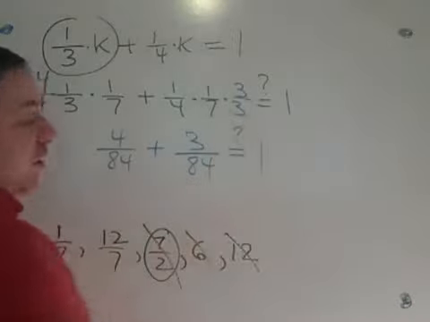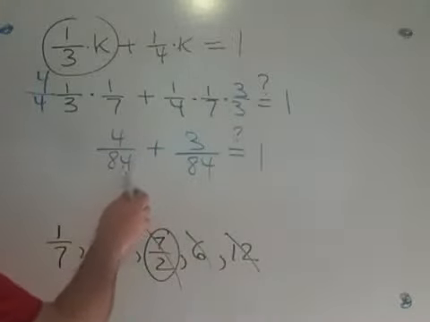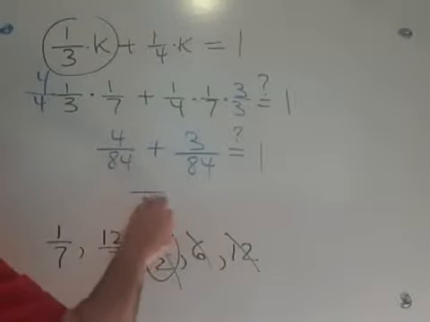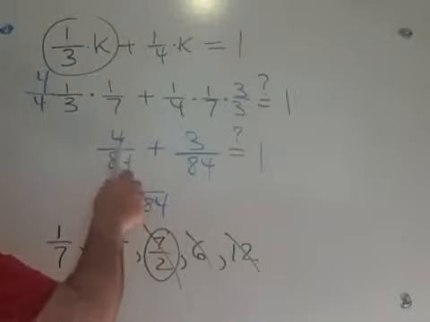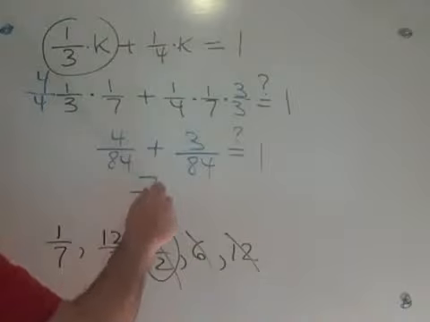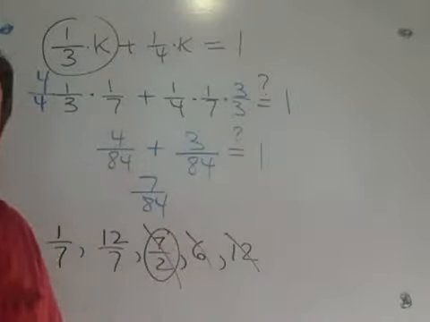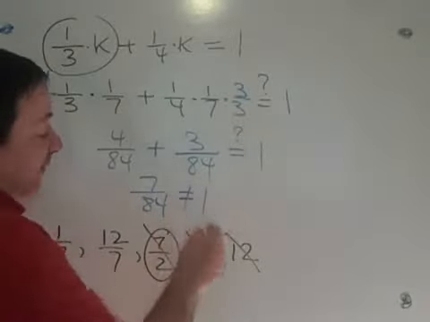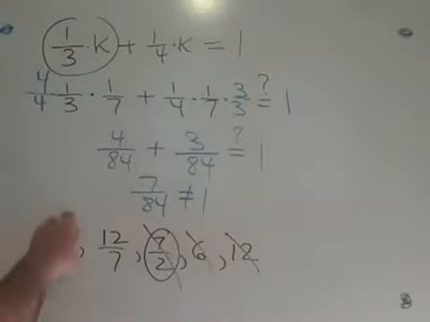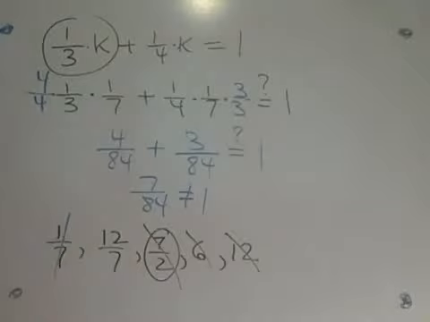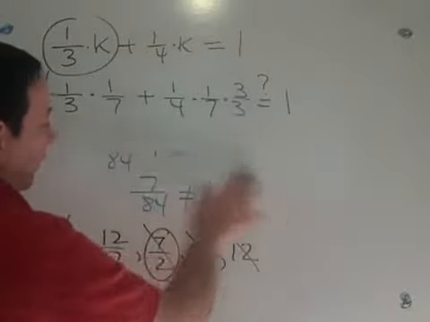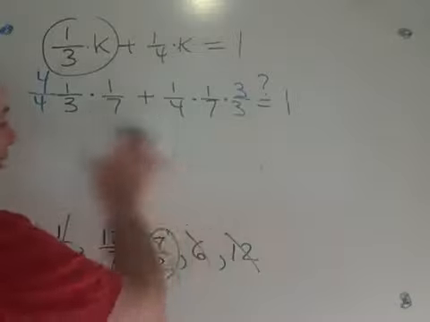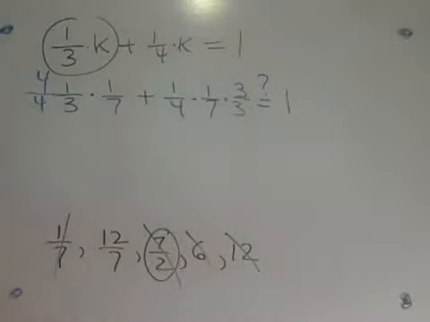Does this equal 1? No. In addition, the denominators are the same. Keep it the same. Add the numerators. 4 plus 3 is 7. 84/84 is 1. 7/84, that's not 1. Okay, so it's not 1/7. And we could say at this point, we're done. The answer is 12/7. But I understand this is an important exam that you're taking and you want to be sure. So let's try 12/7.